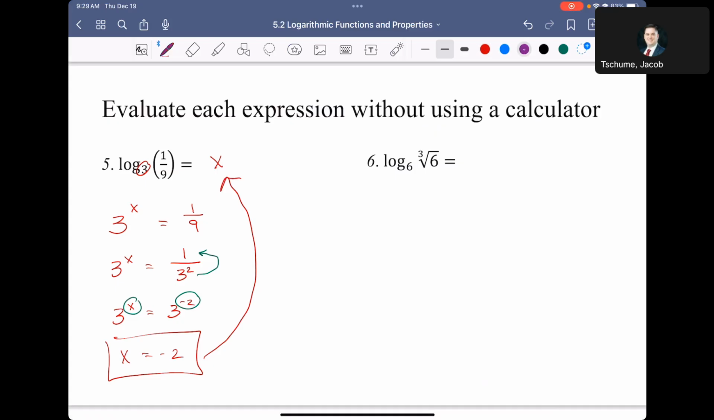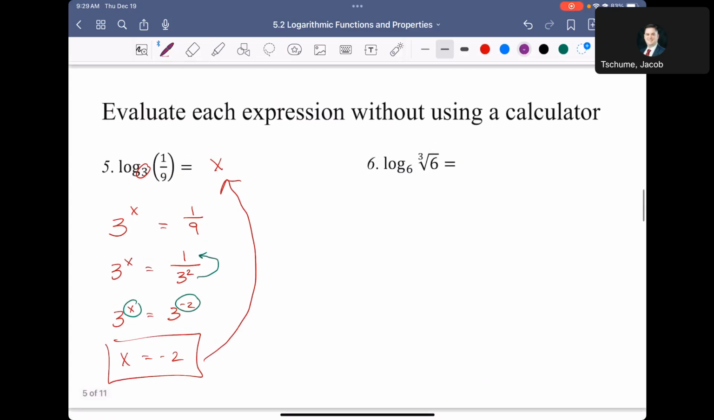Let's do a second one so you have it for your notes and for the video. Log base 6 of the cube root of 6. So once again, I'm trying to figure out what's missing. So I'm going to once again call that x, and I'm going to rewrite this as an exponential equation. I'm going to take my base 6, and the cube root of 6 that's attached to it, I'm going to move that to the other side, and the x that's not attached to it, I'm going to move over and make the exponent.